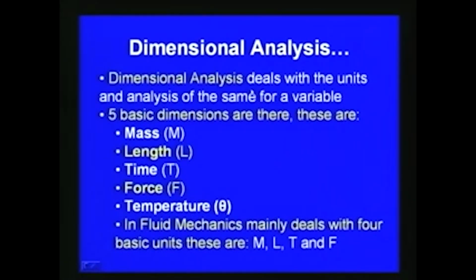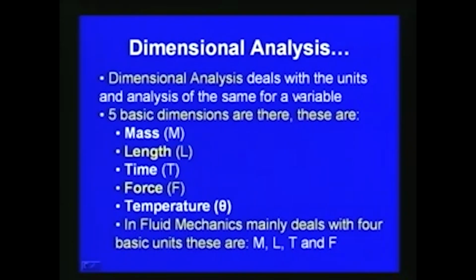Now, as I mentioned, most of the physical variables or physical parameters have dimensions. So, in dimensional analysis we deal with the units and analysis of the same for a variable. There are a number of variables like length, temperature, time, velocity, and different kinds of parameters for each problem. So, for each problem we have to analyze what kind of parameter the variable is and what the dimensions of each variable are.